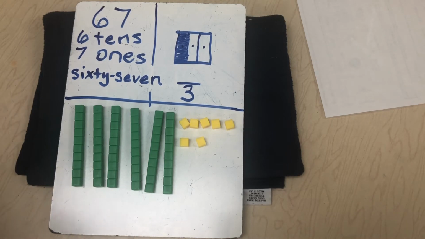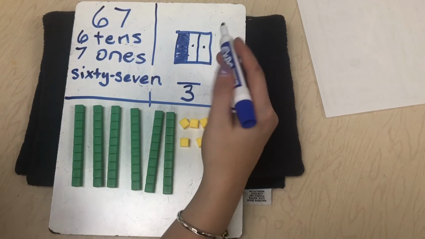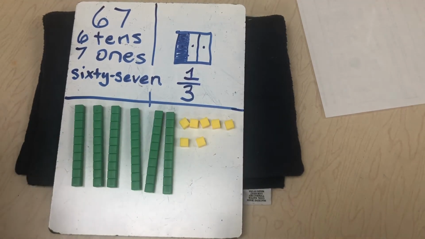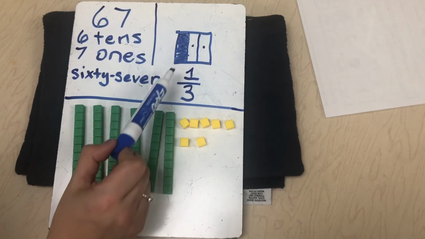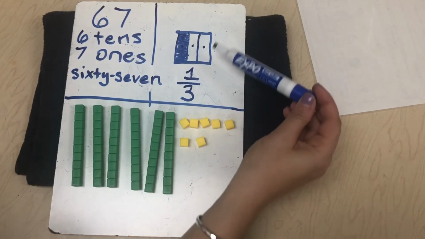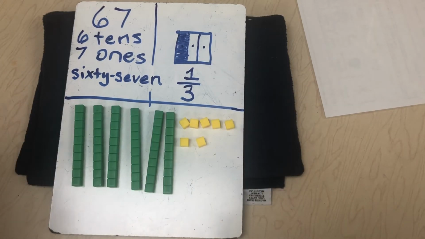Okay, what number do you think will go on top of our fraction? It's going to be the piece that's missing or shaded in. That's your hint. If you said 1, you are correct. 1/3 is our fraction. Shaded in 1 out of 3 pieces. And that is a representation of what 1/3 looks like.